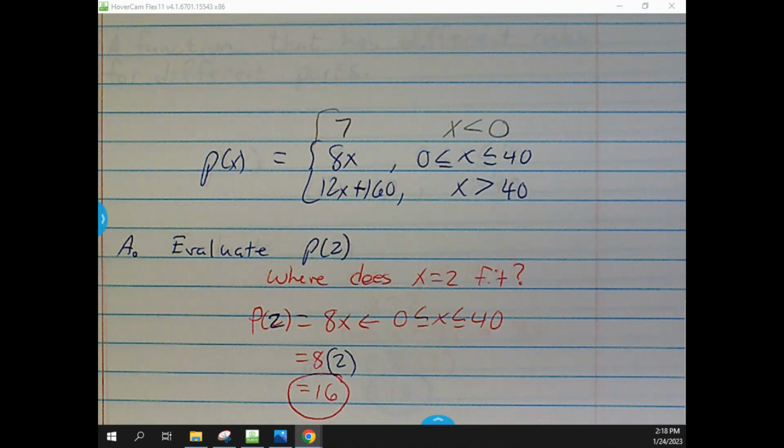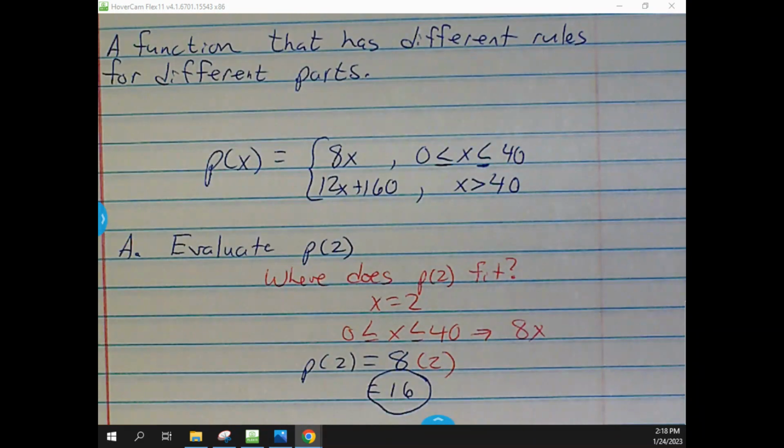Okay, and then the second part of the lesson is we're doing something, still dealing with functions, but it's a different little piece of it. This one is going to be average rate of change.